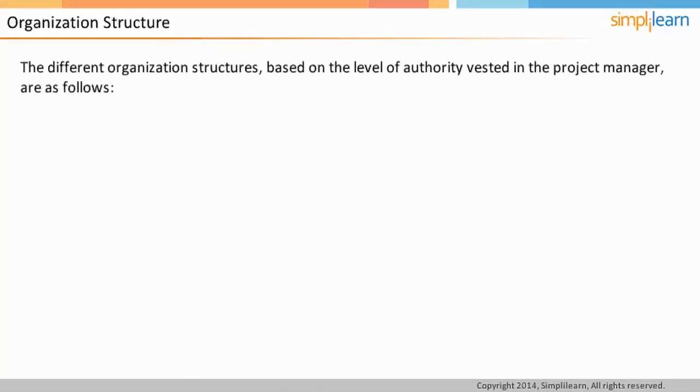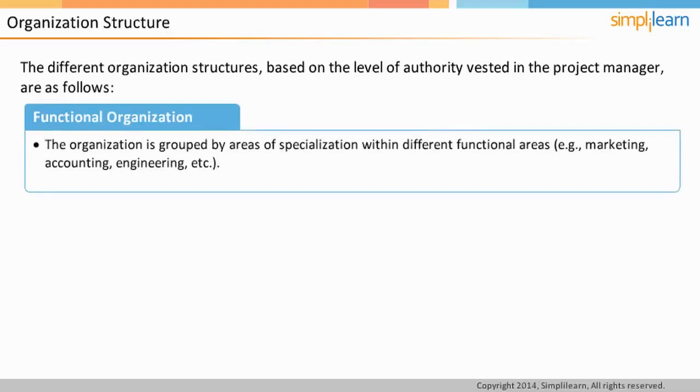Projects are performed in an organization, and the functioning of the organization might affect the project. The different organization structure types explained here are based on the level of authority that a project manager gets in those organizations. In a functional type of organization, the organization is grouped by the area of specialization within different functional areas. For instance, marketing, accounting, engineering, etc. are departments within the organization. Each employee typically reports to a functional manager. In such types of organization, normally projects are undertaken within the department itself.